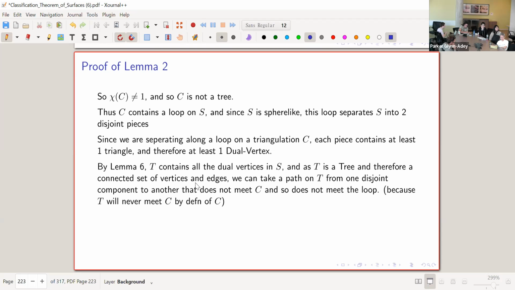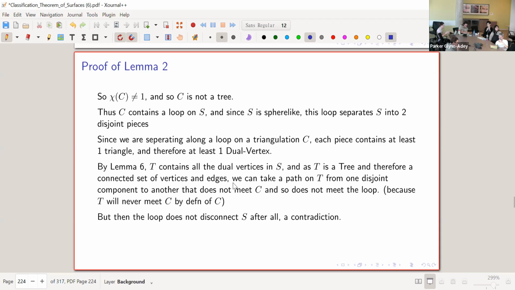And S is sphere-like, right? We're assuming that, since we're proving 1 implies 2. So this implies that the loop must separate S into 2 disjoint pieces by the definition of sphere-like. Remember, sphere-like means any loop on the surface we take separates it into 2 disjoint pieces. So by lemma 6, T contains all the dual vertices in S, and T is a tree, and therefore it's a connected set of vertices and edges. So we should be able to take a path on T from one disjoint component to another that does not meet this curve at any points, because the complement never meets the dual tree by definition of the complement.